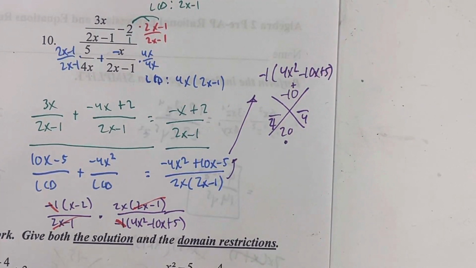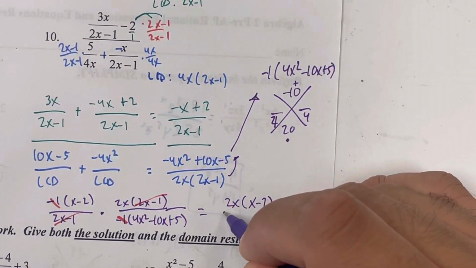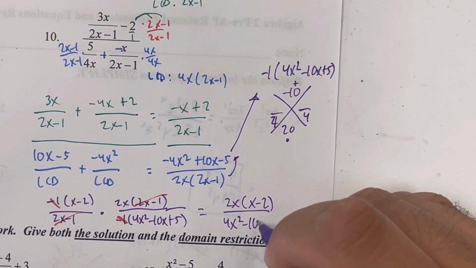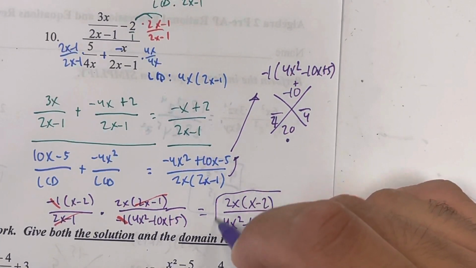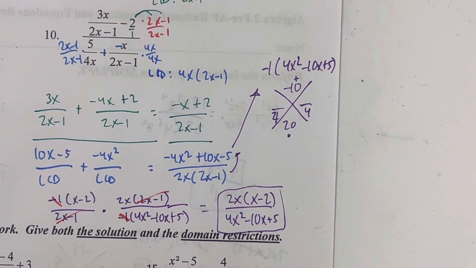So then my final answer appears to be, on the top we have 2x times x minus 2 over the bottom, 4x squared minus 10x plus 5. All right, so that's number 10.